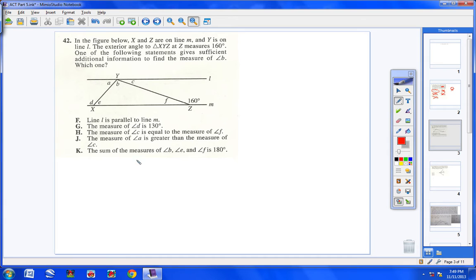So let's go ahead and apply that now. Which one of these options down here gives us sufficient additional information to find the measure of angle B? Now here's the measure of angle B, right? And don't we know that this angle here is 160, correct? And what did I just tell you? If we add E and B together, put a plus sign here, if we add these two angles together, I'll get 160. So what piece of information do you think I would like to know that would help me solve for B? Well, yeah, you guessed it, E. If I know what E is, then I can easily find B because these two have to add up to my exterior angle, which is 160.